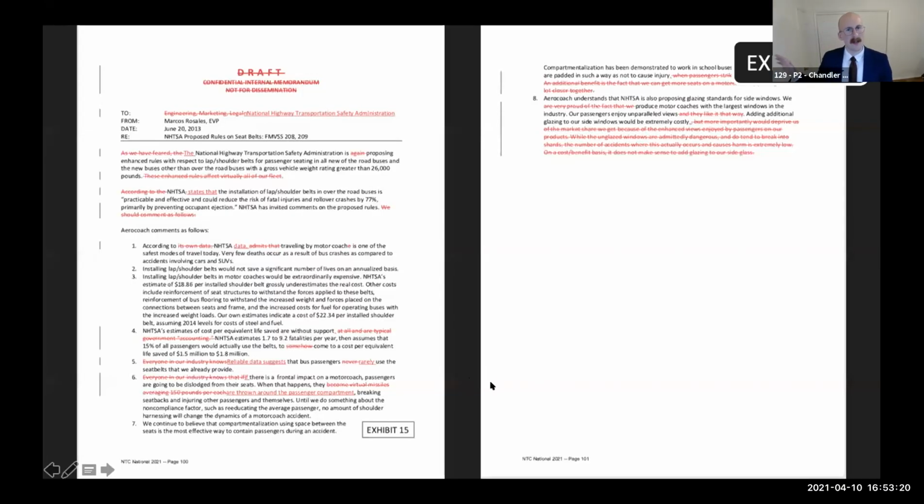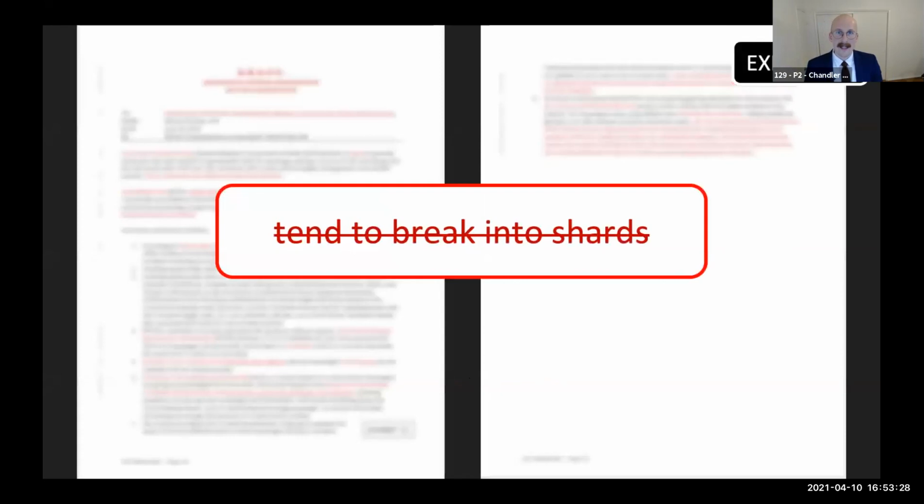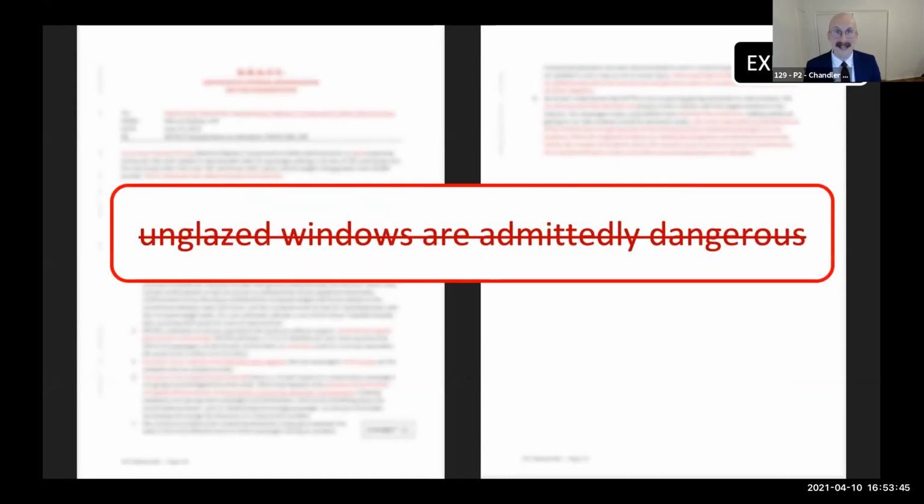You're familiar with some internal memos that the defendant's executive vice president wrote, right? Yes, I've read those memos. You've got Exhibit 15 up here on the screen. Now, in this memo, the defendant's executive vice president says that unglazed glass tends to break, right? Yes. They say that unglazed glass tends to break into shards. Yeah, that's what they said. The defendant's executive vice president says that unglazed glass is admittedly dangerous.